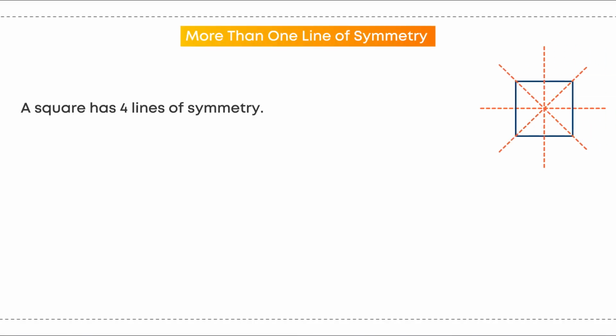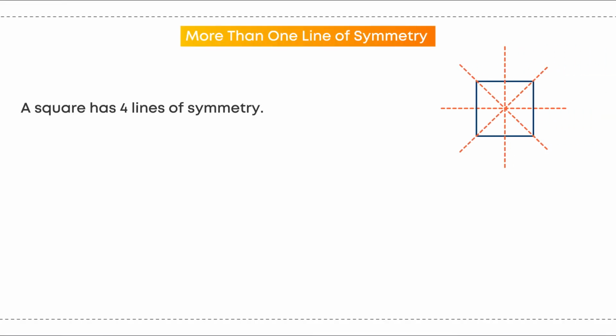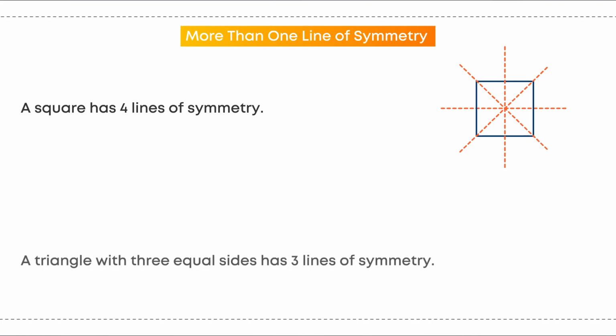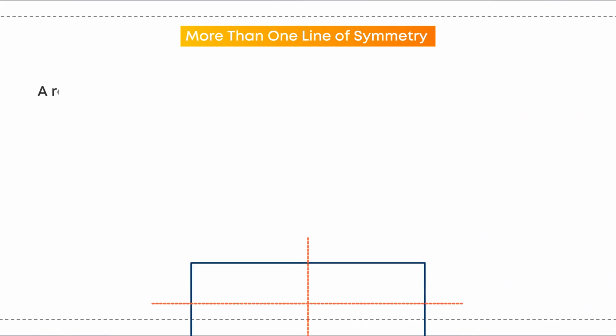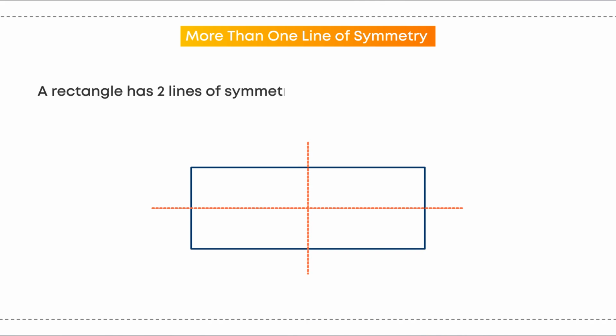A square has 4 lines of symmetry. A triangle with 3 equal sides has 3 lines of symmetry. A rectangle has 2 lines of symmetry. Its diagonals do not form the lines of symmetry.